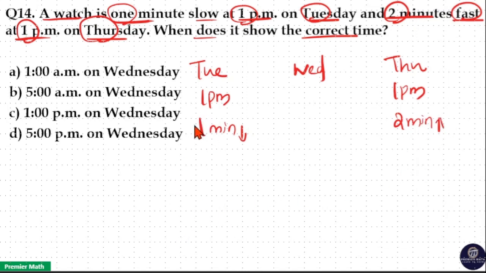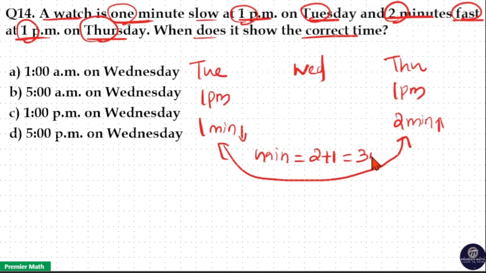Now, when does it show the correct time? Here on Tuesday it is 1 minute slow, so if it gains 1 minute, it will show the correct time. This is negative 1, so if it gains plus 1, it will show the correct time. So here total gain is equal to 2 minutes plus 1 minute, so gain is equal to 2 plus 1, which is 3 minutes.